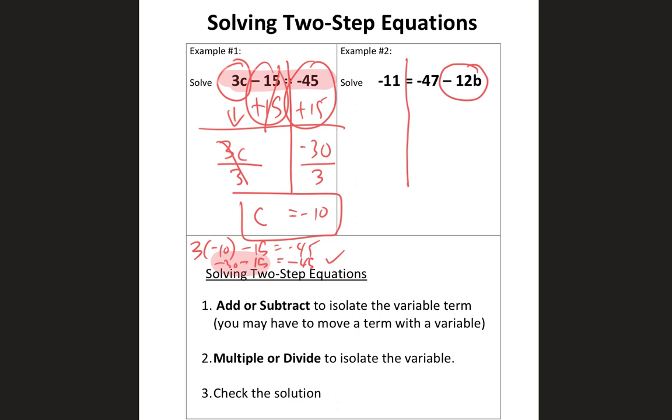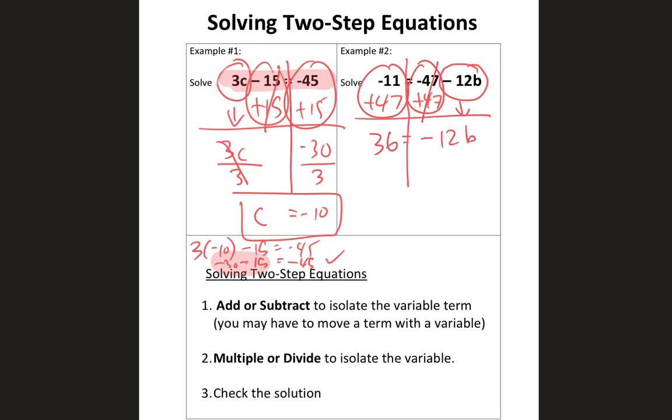So now we're going to add or subtract, right? Well, that's negative 47. The opposite is plus 47, right? That's what we just asked ourselves, what the opposite is. We're going to do the same thing on both sides, right? Going from left to right, negative 11 plus 47. We put that in our calculator. That's going to give us positive 36 equals, right? Remember, these opposites cancel out. That's what we were trying to do. And then we're going to bring down our negative 12b, right?